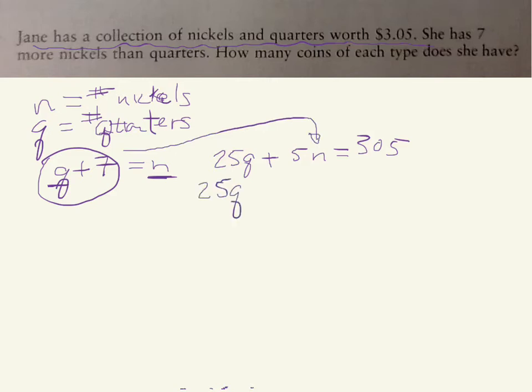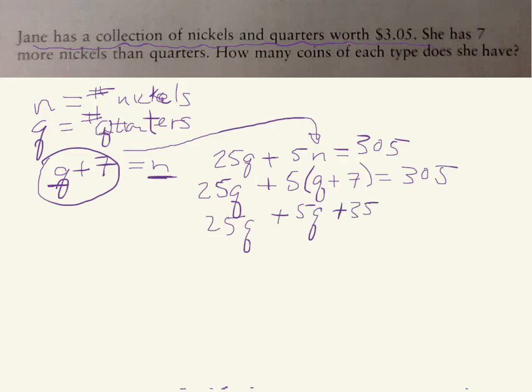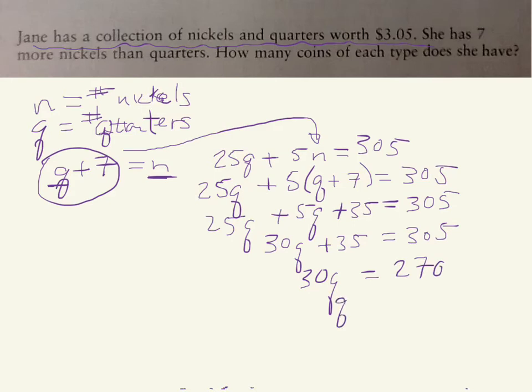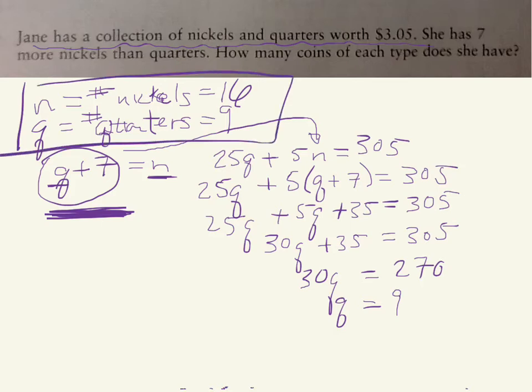So we can take all of this and put it in right here. You have 25 times quarters plus 5 times Q plus 7 equals 305 cents. So you have 25Q plus 5Q plus 35, using the distributive property, equals 305. So 30Q plus 35 equals 305. Subtract 35, 30Q equals 270. Divide by 30, number of quarters equals 9. So we have 9 quarters, and we have 7 more of those to get to nickels, so we have 16 nickels.